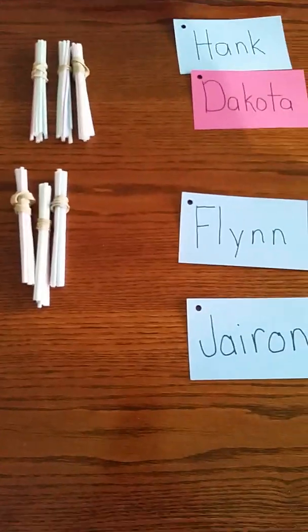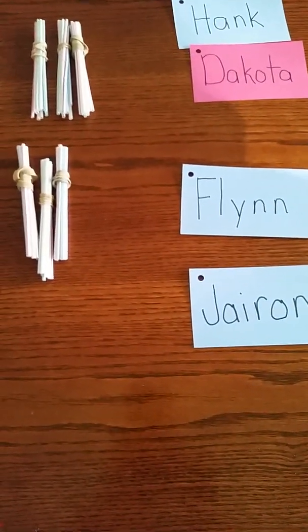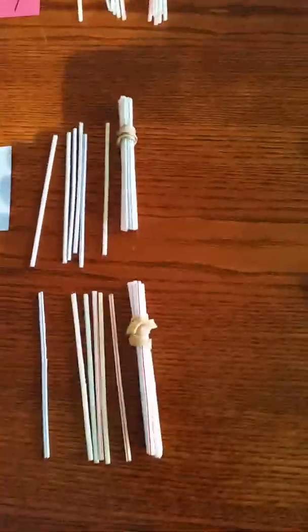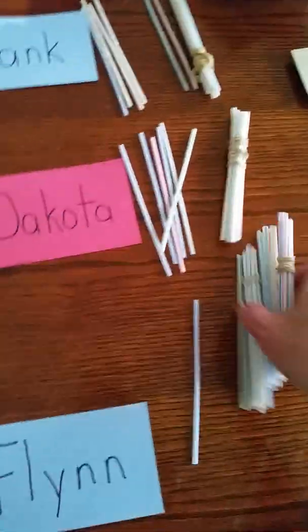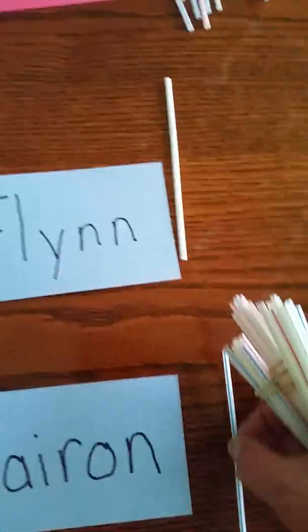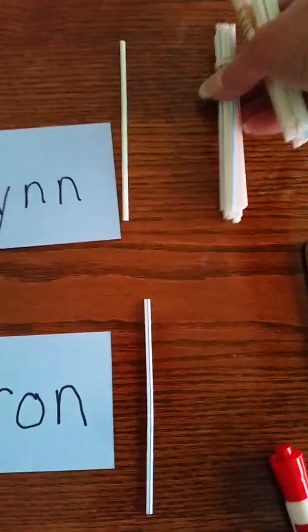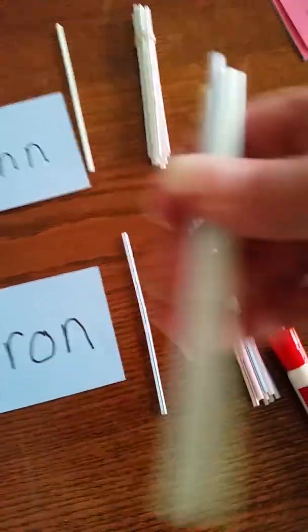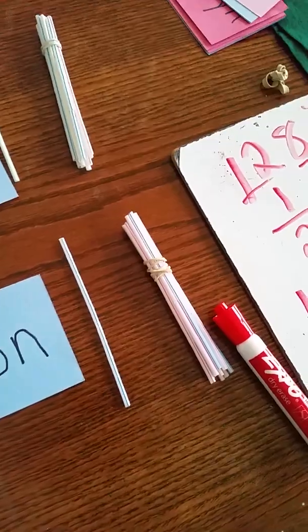I'm going to pause it and split it up, and then I'll be right back. Now, I have split up everybody else's, but I'm going to show you what I did with Flynn and J1's. There were 2 ones, so I put 1 beside J1's name. There were 3 tens, so I gave Flynn 1 and J1 1.